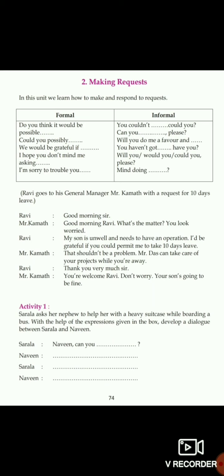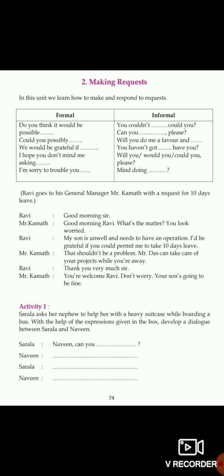So let us have an example for making a request. It is a conversation between an employee and a boss. So let us see how it is. Ravi goes to his general manager, Mr. Kamath, with a request for 10 days leave. So Ravi is an employee and Mr. Kamath is a general manager who is enjoying high authority. So one thing is clear, that we have to make the request in a formal way. Ravi has to make formal requests.